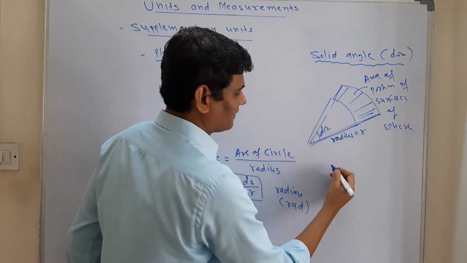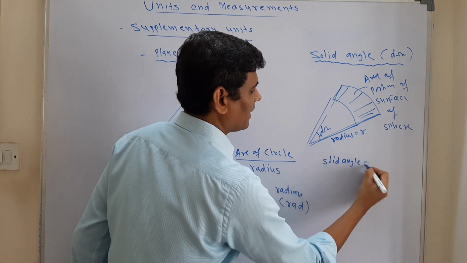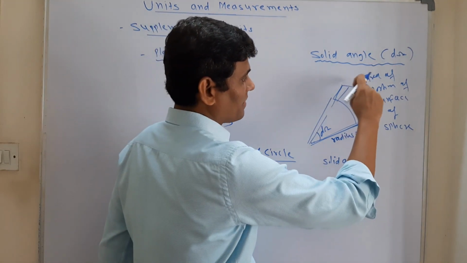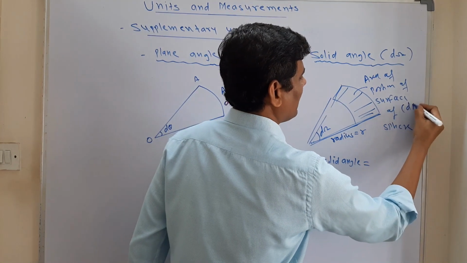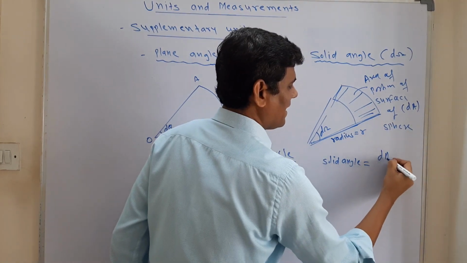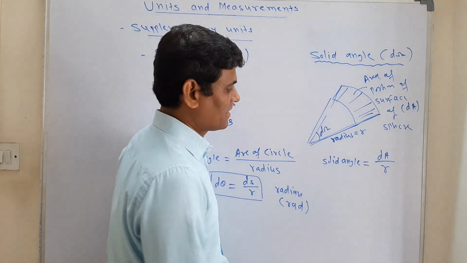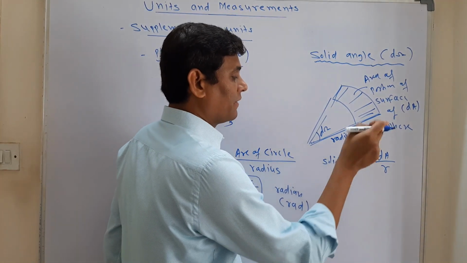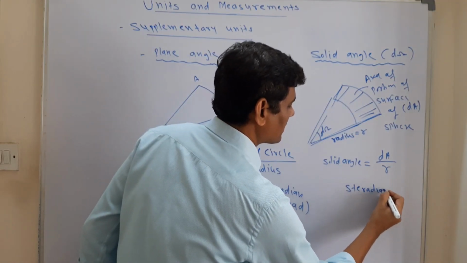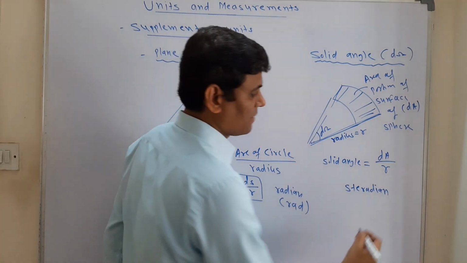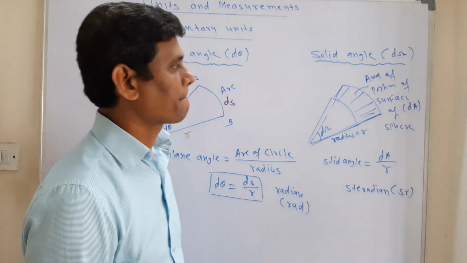So in the same way, this solid angle is equal to the portion of the surface area of a sphere. That area can be anything. Let us say the area is equal to delta A. So this area delta A upon the radius squared, R, is the solid angle, and the unit of solid angle we call steradian. Okay, students.